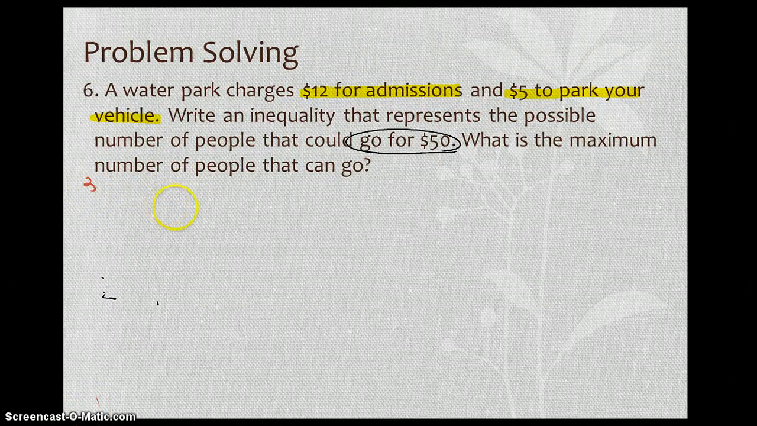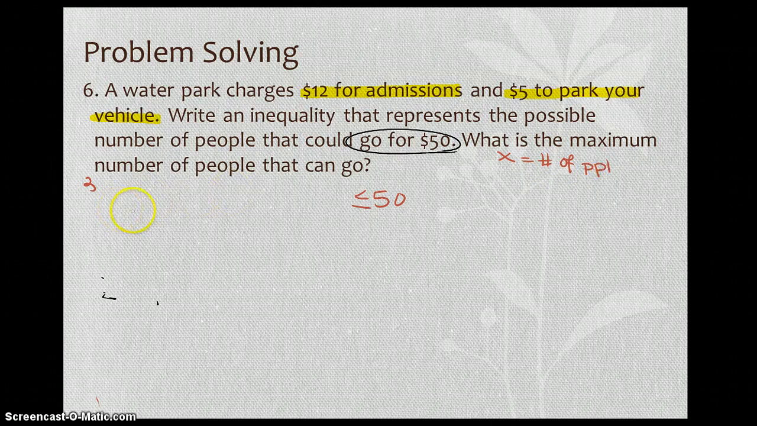So what is the maximum number of people that can go? So let's think about how much money we have. We have $50 to spend. So whatever I end up paying, it has to be less than or equal to $50. So we're going to end up paying $12 for admissions. It's $12 per person, but we don't know how many people are going. So I'm going to let that be X. X is the number of people.